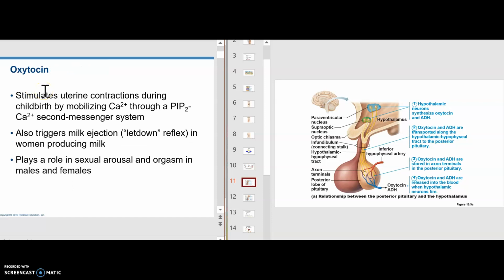Okay, oxytocin stimulates uterine contractions during childbirth by mobilizing calcium through a PIP calcium secondary messenger. Obviously, calcium is needed for contraction. This will be discussed more thoroughly in the reproductive section. It also triggers milk ejection, and this is because it will trigger the myoepithelial cells in the lactiferous sinus to contract and basically release the milk. Okay, but again, talked about in the reproductive section. It plays a role in sexual arousal and orgasm in males and females, has some role within that to some extent. Again, will be discussed.